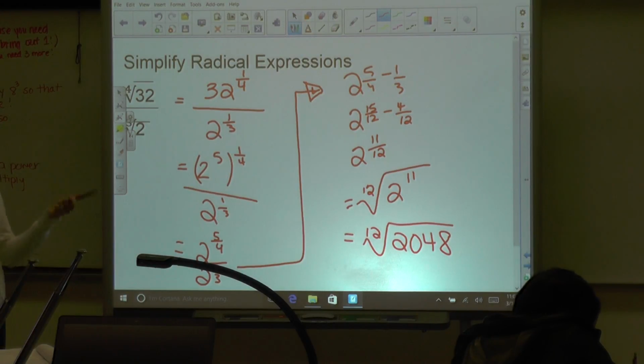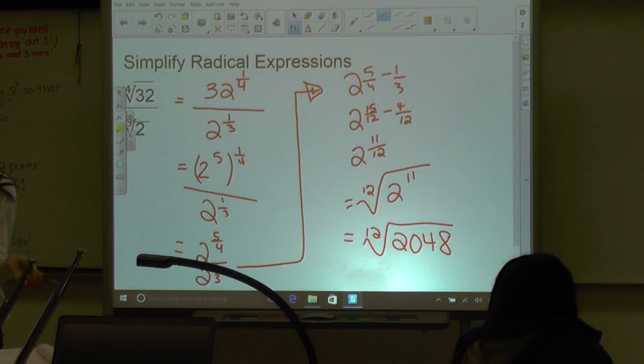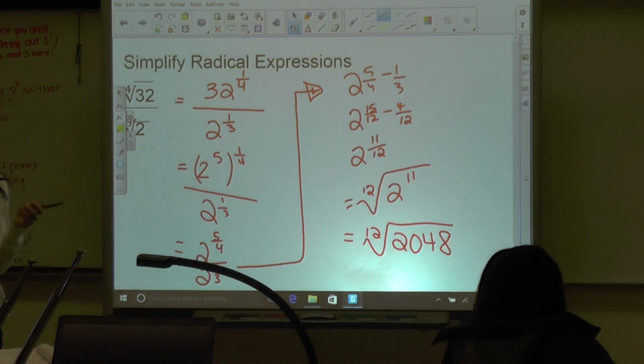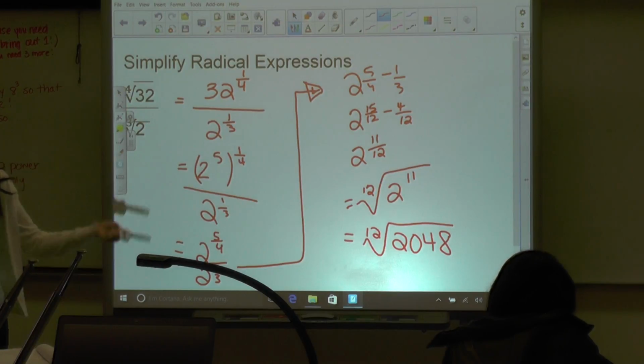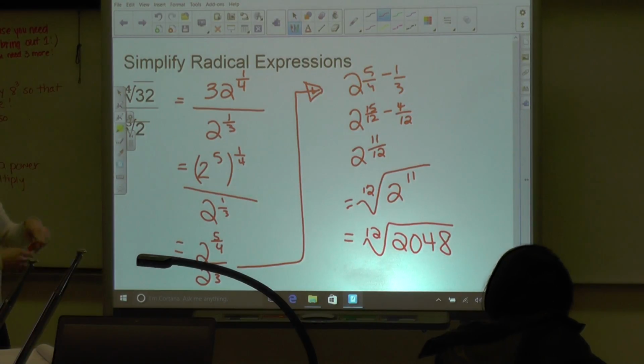Now this stuff you are going to have to learn. It's not just, oh, I don't have to learn it, I can just type it in my calculator. You can't just do this in your calculator and have it automatically pop up as the 12th root of 2048. No, you actually have to put in the work behind this. Okay? So do we understand what's going on? Yeah. Okay.